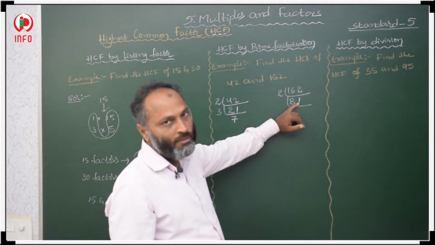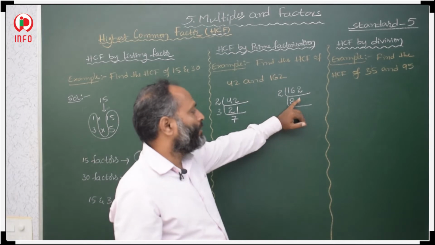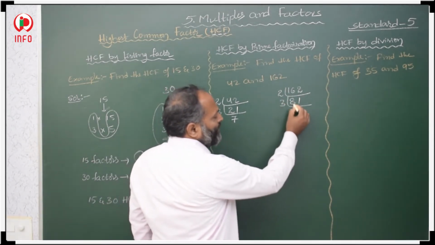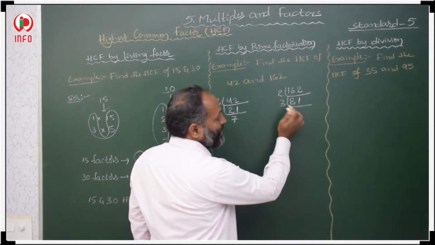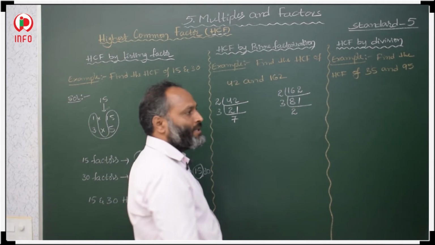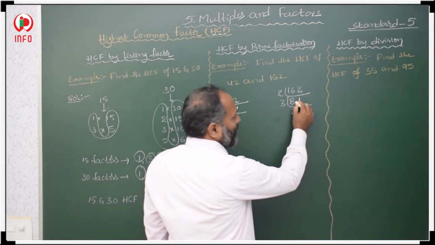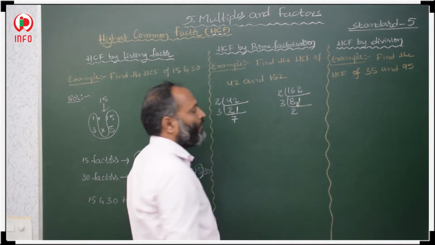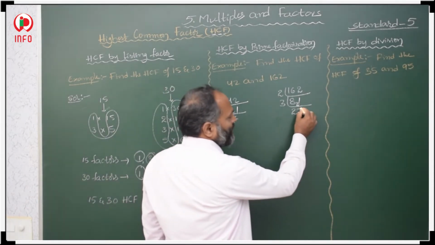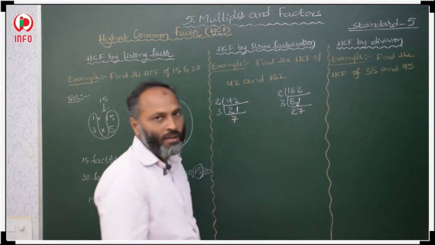If 9 is divisible by 3, then this number is also divisible by 3. Then 3 2s are 6, here 8. In between 6 and 8, how much gap is there? The difference is 2. The difference you have to take here, 21. Then where will you get 21 in 3? 3 7s are 21.